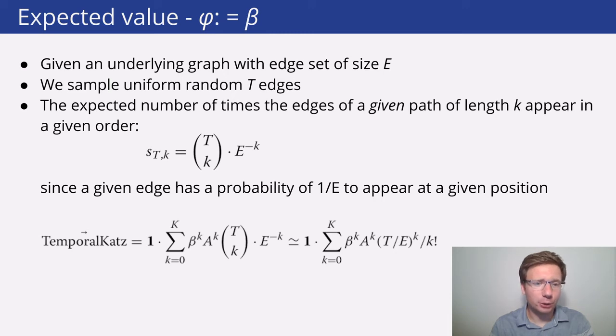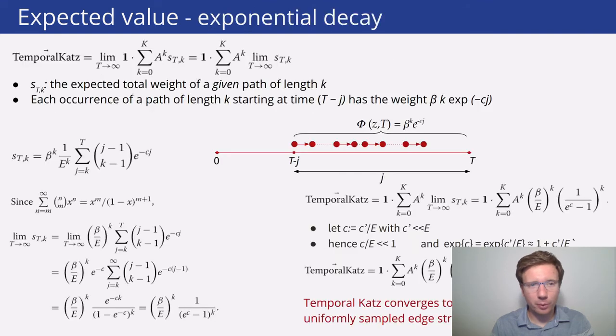This first slide shows the final derivation of temporal cut centrality, which is certainly related to static cut centrality when we apply a static beta weighting scheme to calculate the weights of adjacent edges in time respecting walks. And I kindly point you to our paper where we derive a similar form in case of an exponential decay, where we prove that temporal cuts converges to static cuts on uniformly sampled edge streams.